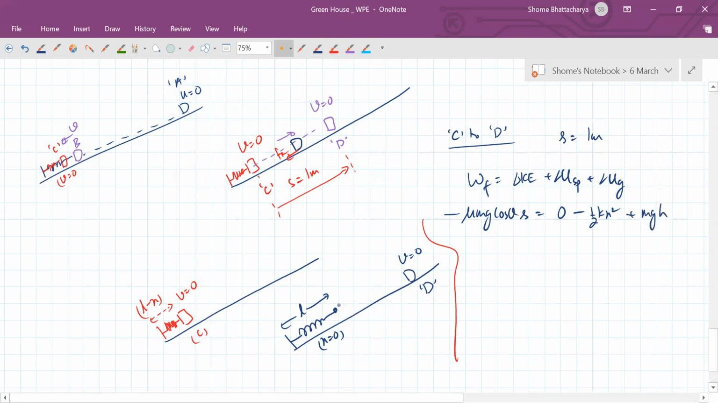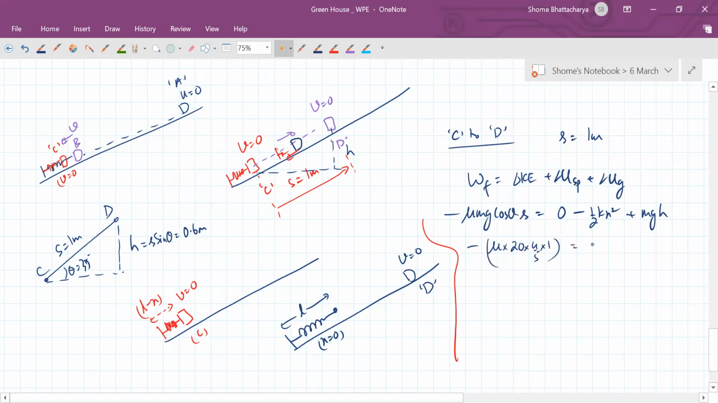plus mgh, where this time h is this vertical displacement. Okay. From C to D, it is this vertical displacement. So this distance is 1 meter. This is 37 degrees. So this time it is 0.6 meters because S is equal to 1 meter. There we go. So minus mu into again 20 into 4 by 5 into 1 this time is equal to minus 250 into 0.2 square.